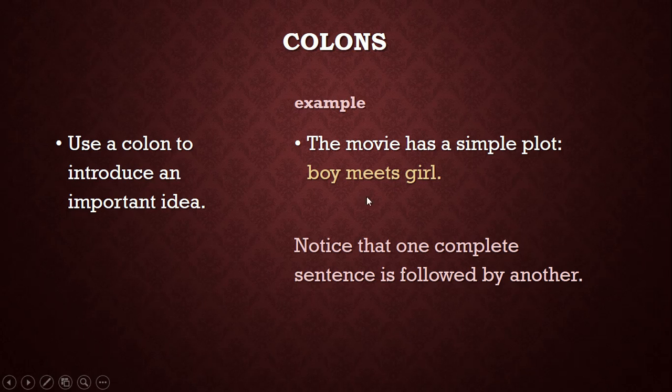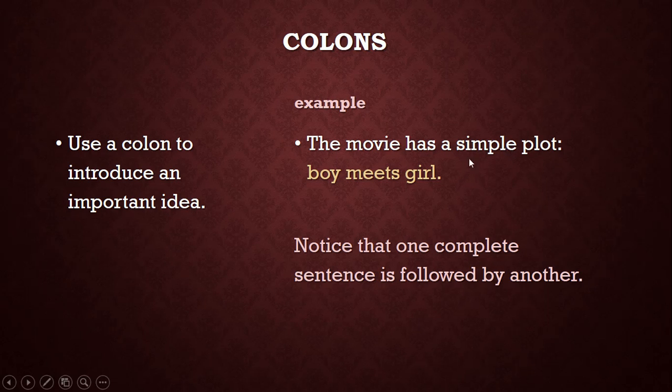It is followed by another complete sentence, or we would say another clause, because it's part of a sentence. So a clause has to have a subject, boy, and a verb, predicate, meets. And then girl is the direct object. So that one could also stand alone. And the colon is introducing this idea because this idea is kind of the gem. It's the nugget. This we could say is the setting.